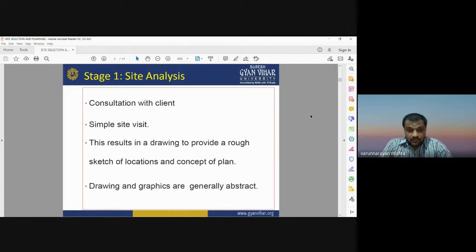Then comes a simple site visit. After discussing the requirements with your client, you simply go and visit the place where you are going to construct a building or any kind of infrastructure. This results in a drawing that provides a rough sketch, a rough idea of the location and concept of the plan. Graphics are generally abstract. Then you can draw, sketch, or prepare some graphics of the study area. This is the primary and first stage of site selection, or site analysis.